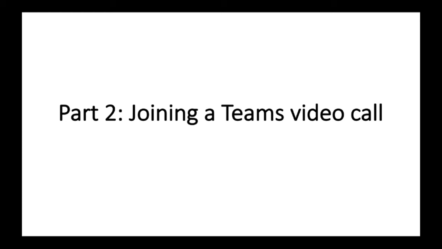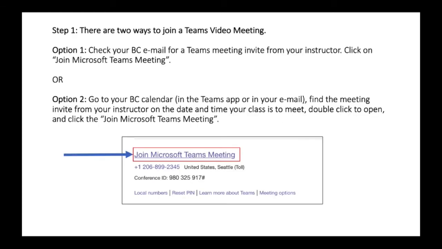The second part is how to join a Teams video call for your class. So there are two ways to join a Teams video meeting. The first option is you can go to your Bellevue College email for a Teams meeting invite email from your instructor, and you can click on the Join Microsoft Teams Meeting button. Or the second option is you can go to your Bellevue College calendar in the Teams app or in your email, find the meeting invite from your instructor on the date and time your class is to meet, double click to open, and click Join Microsoft Teams Meeting.